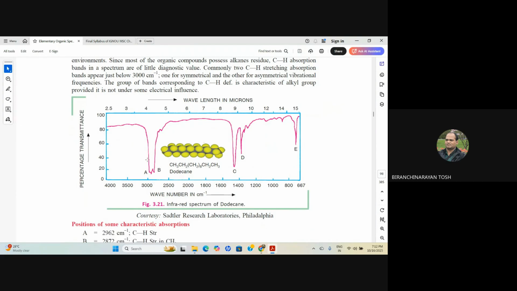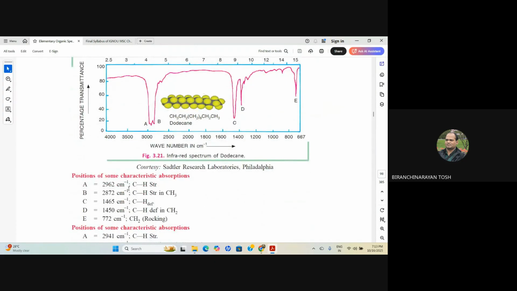One is for symmetrical and the other for asymmetrical vibration, but they merge with each other, as in the case of this one, A and B. One is for symmetrical, one is for asymmetrical. Then the group of bands corresponds to CH deformation, the characteristic of the alkyl group. Okay, so that is the deformation peak.